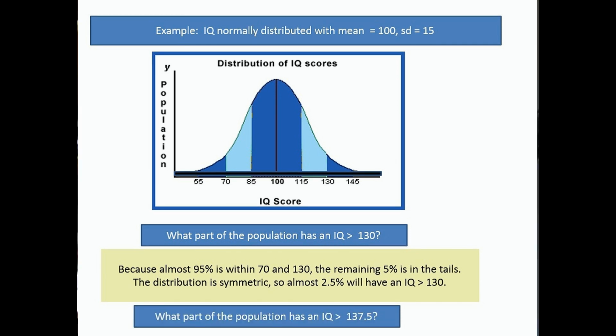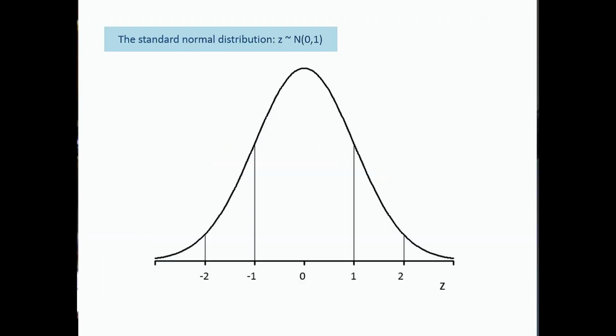But what part will have an IQ larger than, for example, 137.5? We cannot see this directly from the population. We need a table to have the exact answer. We need a table of the standard normal distribution. Now, the standard normal distribution, also called the Z distribution, is a normal distribution with mean 0 and standard deviation equal to 1.